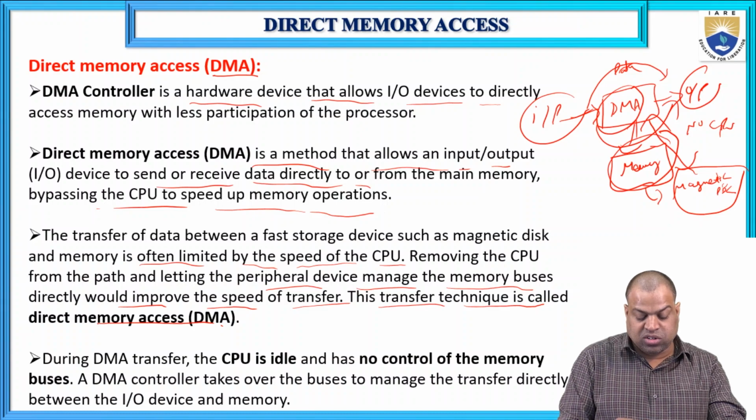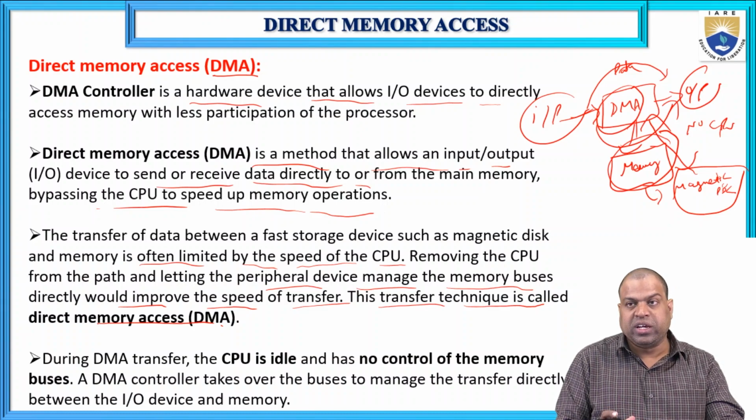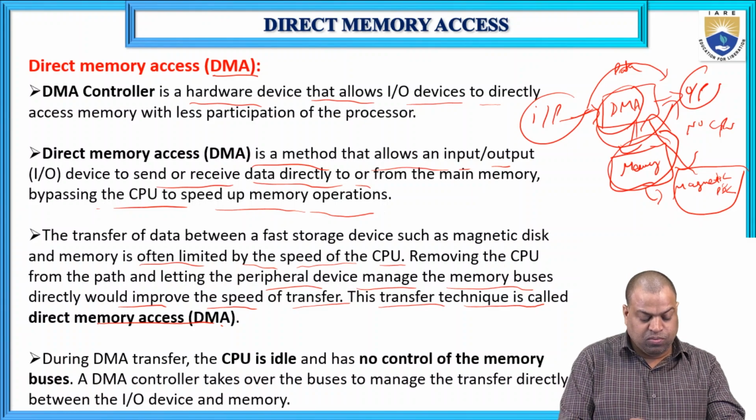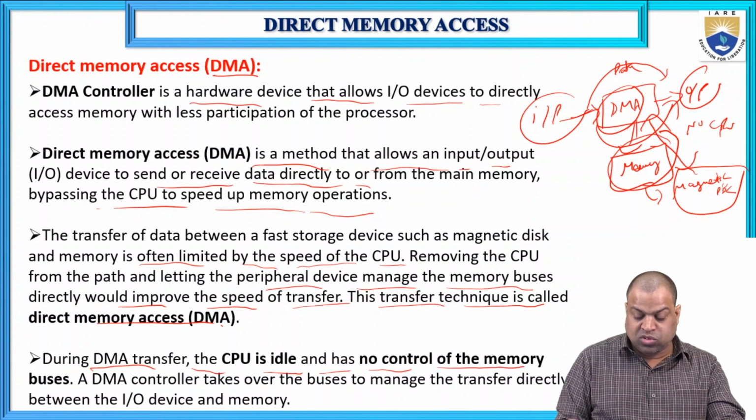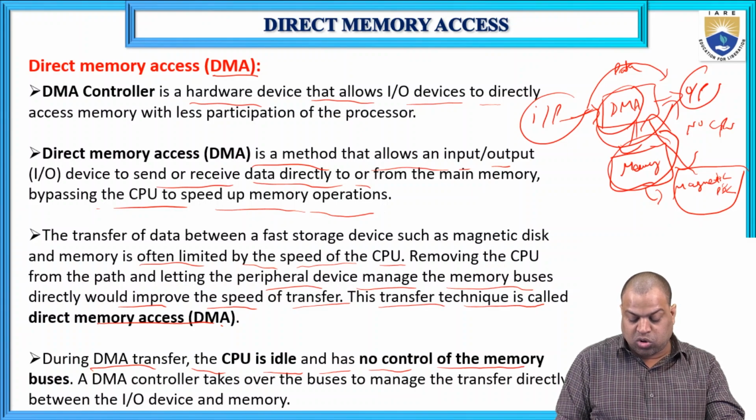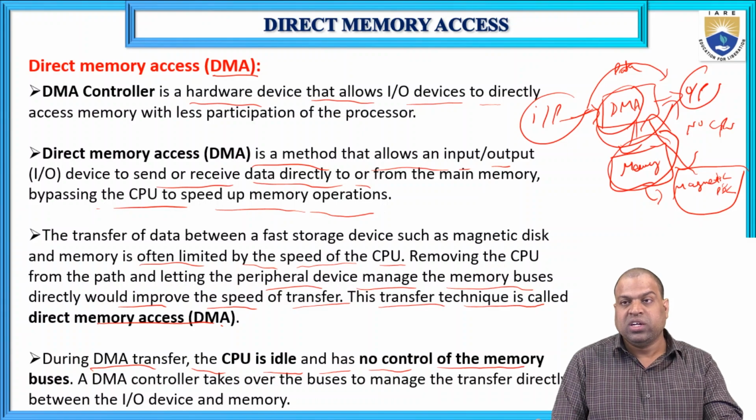So the speed of the transfer will increase with peripheral devices and the magnetic disk using DMA input output without the help of the CPU. During DMA transfer, the CPU is idle and has no control of the memory. When the DMA is transferring the data, there is no control of the memory buses. There is no need of any control buses, because there is no CPU.